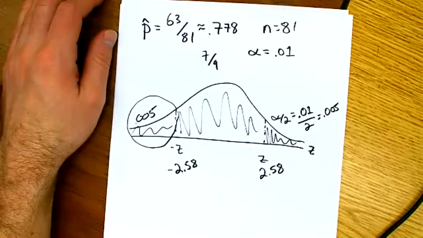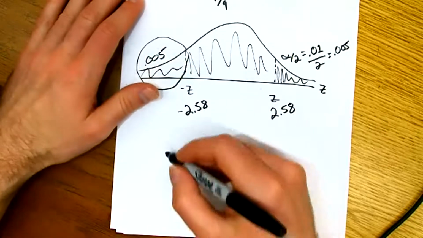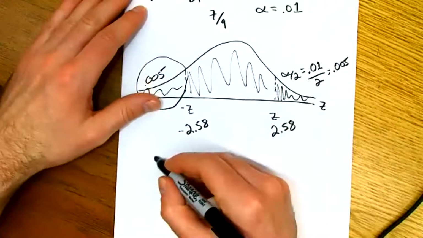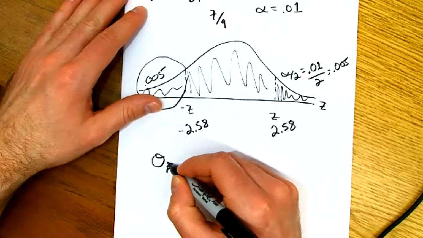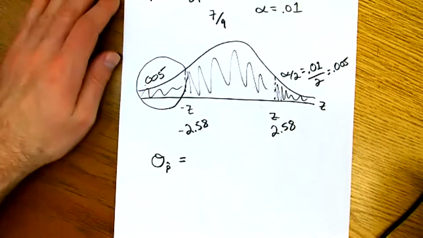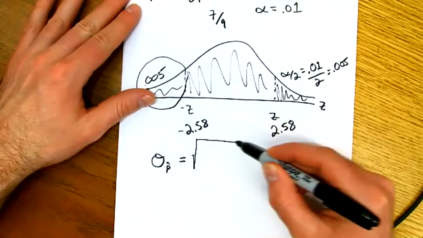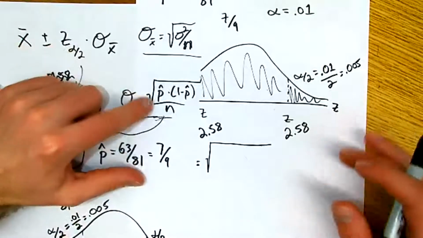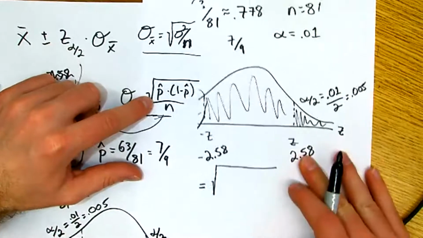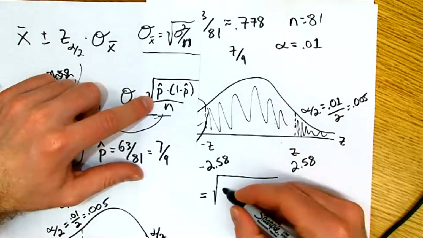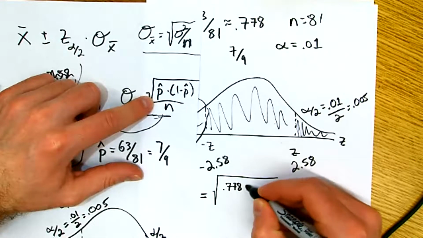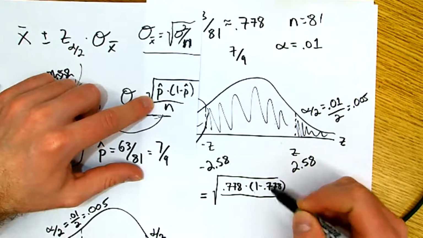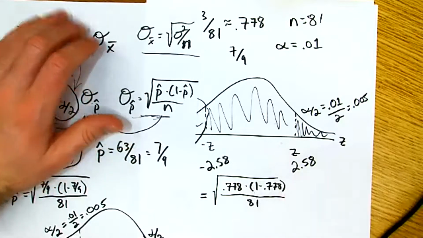Okay. So at this point, now it's just plugging things into our equation. The way I'm going to set this up first is I'm going to find the standard deviation of my sample proportions, that intermediate step. That is going to be my sample proportion, which was about 0.778, so 0.778 times 1 minus that, divided by my sample size, which was 81. Okay.